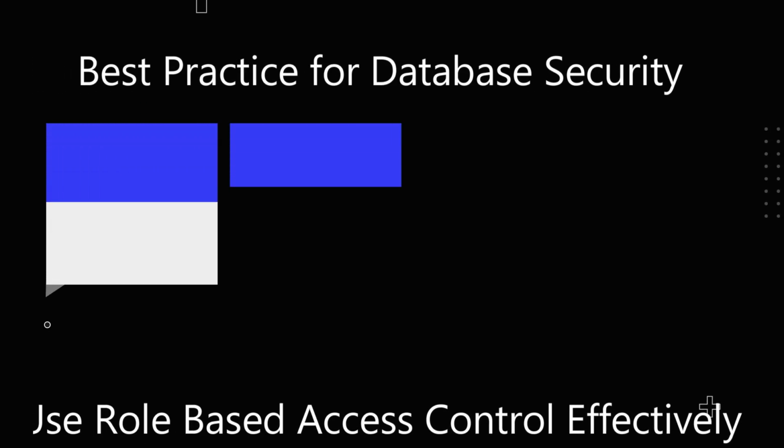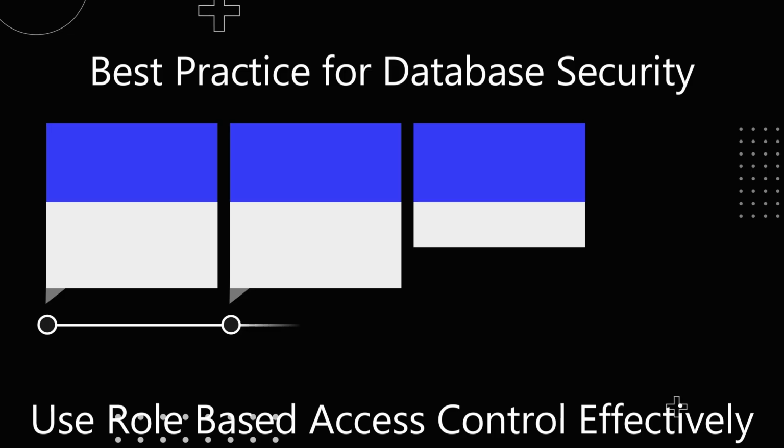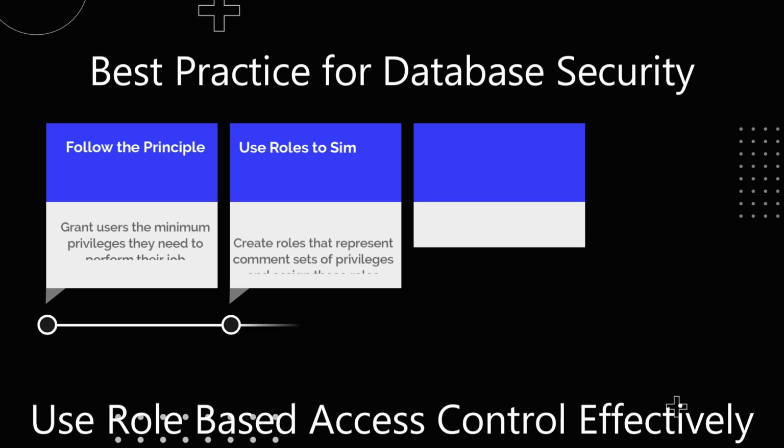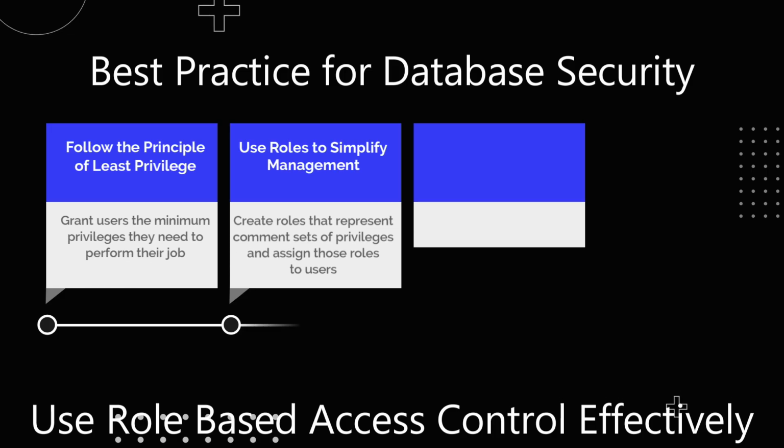Let's now discuss best practices for database security. Number 1, follow the principle of least privilege. Always grant users the minimum privileges they need to perform their job. For example, if a user only needs to read data, grant them the select privilege and nothing more.